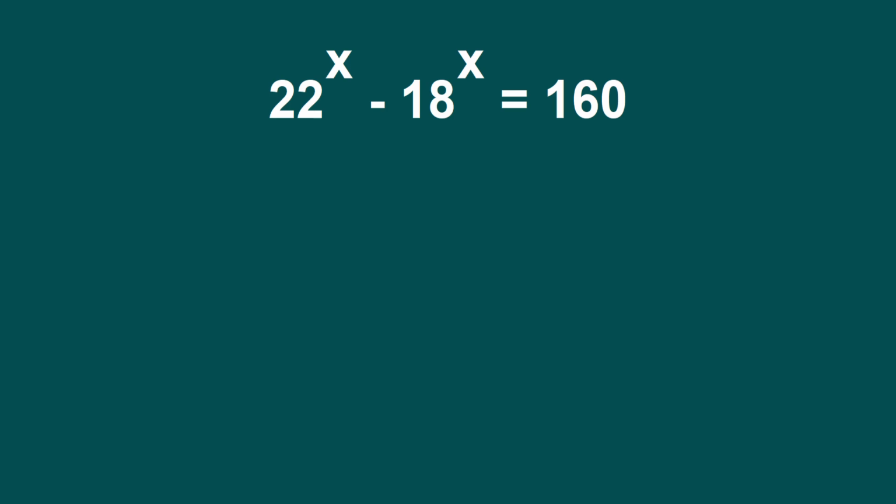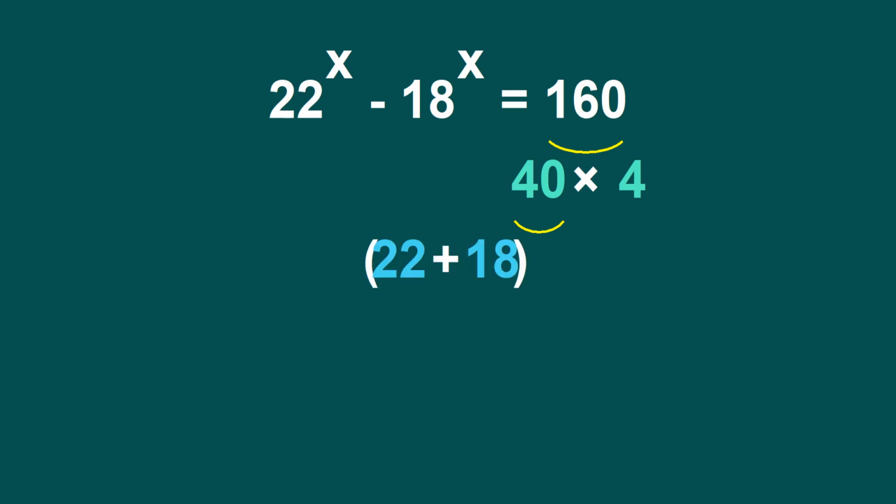The problem might look difficult, but it becomes easier if you break down the number 160 into two numbers such as 40 times 4. Next, you are going to break down 40 into the summation of 22 plus 18 and express 4 as 22 minus 18.